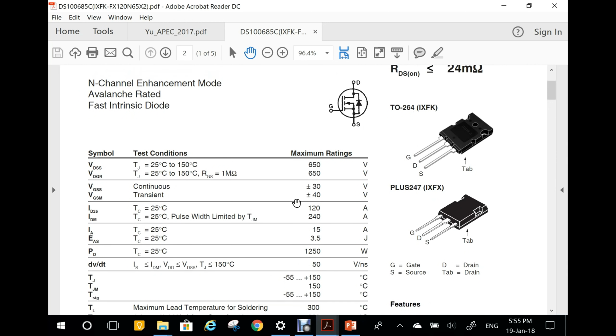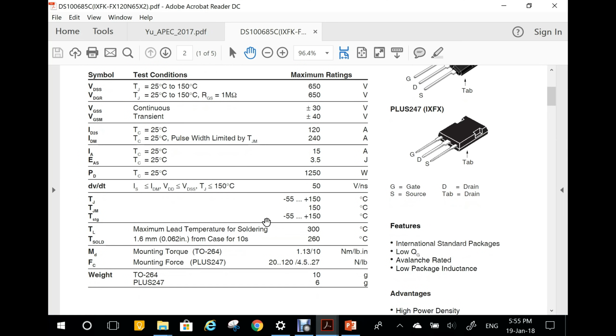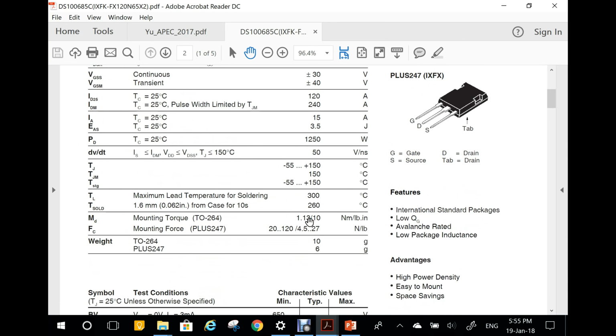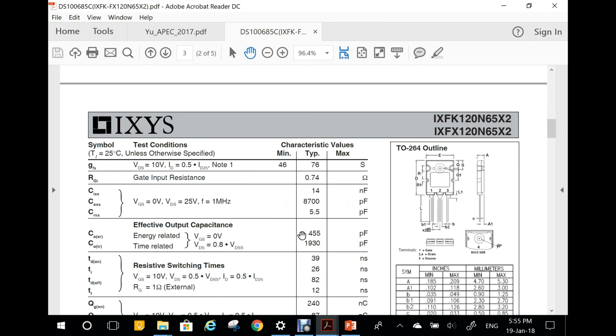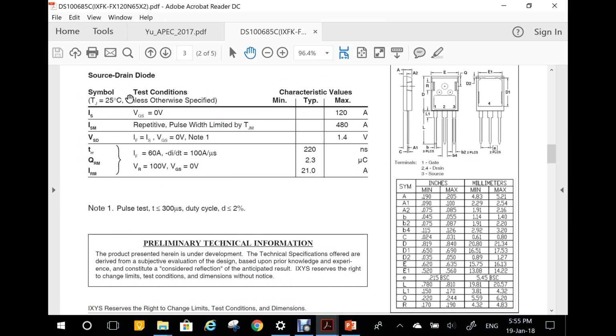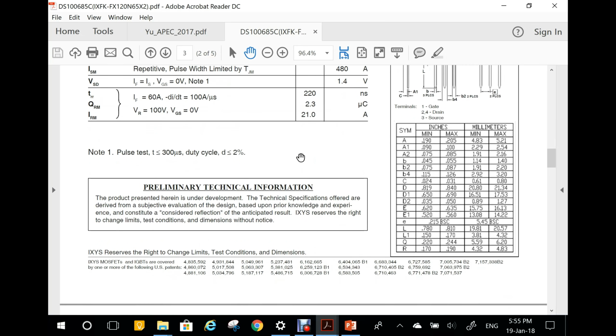Okay, now typically we are going to have tables as shown here, starting with maximum ratings. We'll talk about it in a second. And then there are some other tables, etc., and related subjects like the diode and characteristics of the diode.